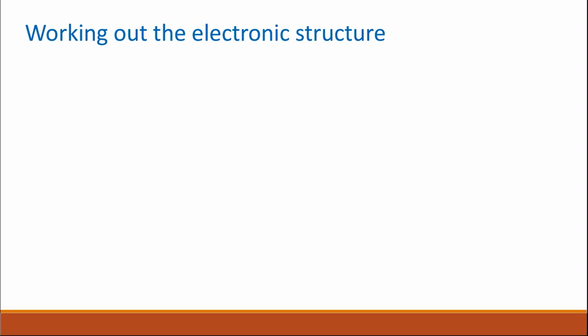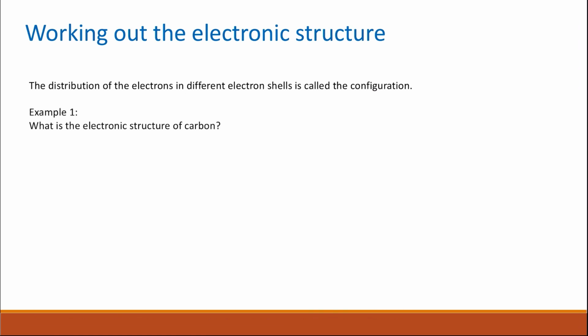We can work out the electronic structure or the electronic configuration of any element by looking at how many electrons they have. For example, what is the electronic structure of carbon? Carbon has an atomic number of 6, which means it has a total number of electrons of 6, and the electronic configuration of carbon would be 2 and 4. 2 because the first electron shell will have 2 electrons, and then the following 4 electrons will occupy the second electron shell.